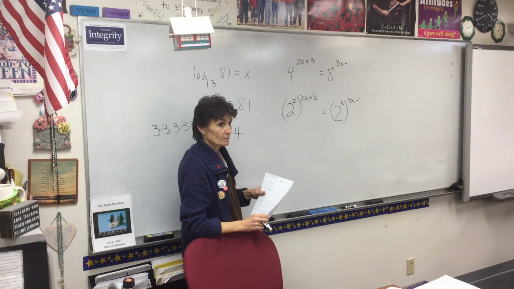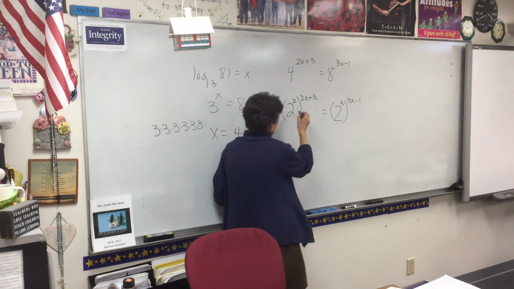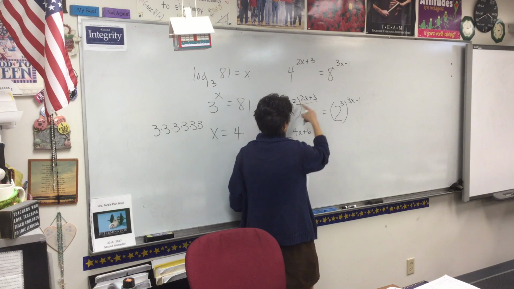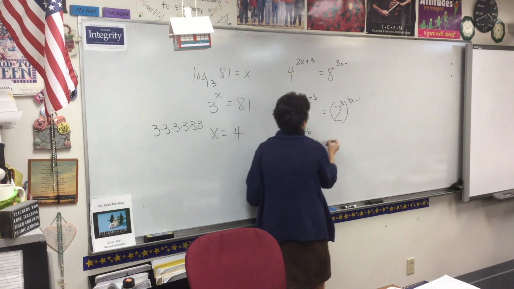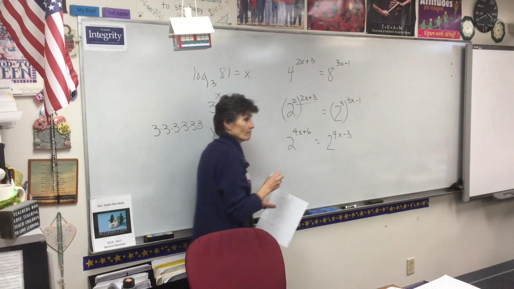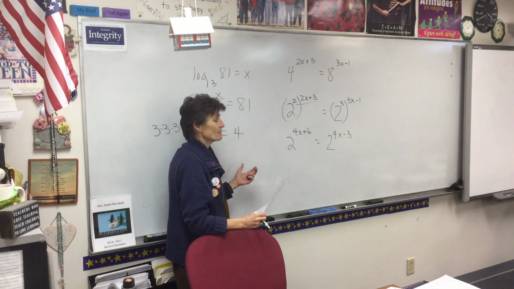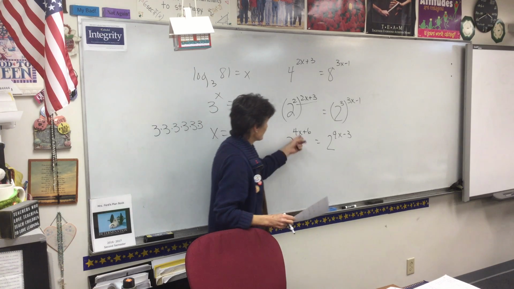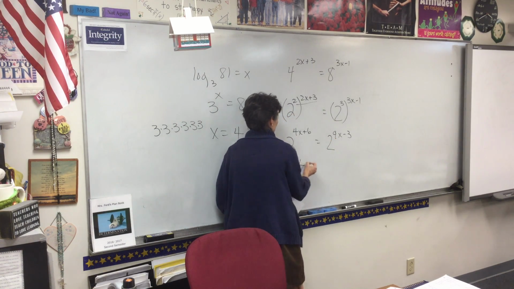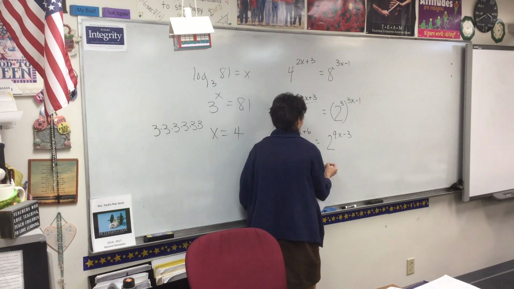Right? Now, what do I do with these exponents right here? Multiply. So 2 to the 4x plus 6, that's a distribute, you're multiplying those, equals 2 to the 9x minus 3. Yep. Now, what does common sense say? If 2 to this power is the same as 2 to this power, then don't the powers have to equal?